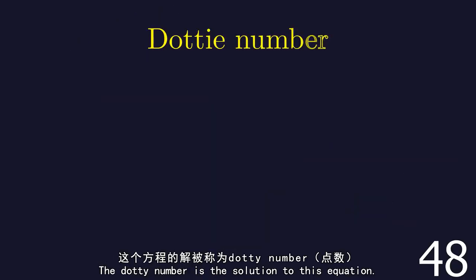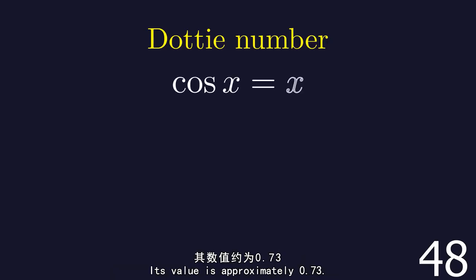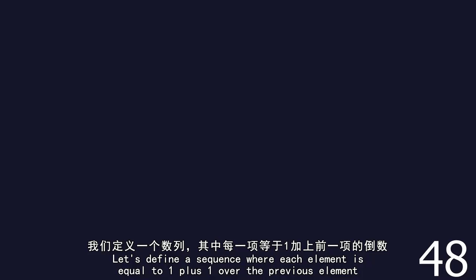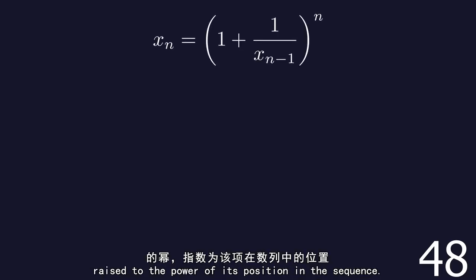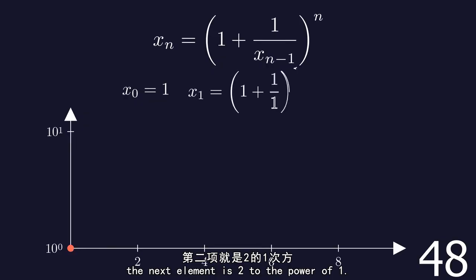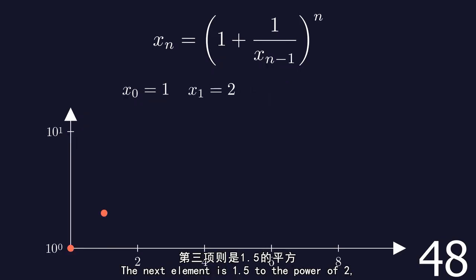The dotty number is the solution to this equation. Its value is approximately 0.73. Let's define a sequence where each element is equal to 1 plus 1 over the previous element raised to the power of its position in the sequence. For example, if we start with 1, the next element is 2 to the power of 1. The next element is 1.5 to the power of 2, and so on.